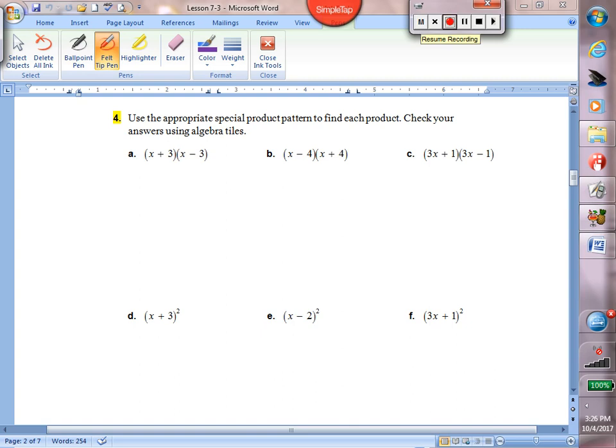Please open to page 215 in your student journals. Today we're going to continue multiplying our polynomials, but we're going to look at a couple of special cases.